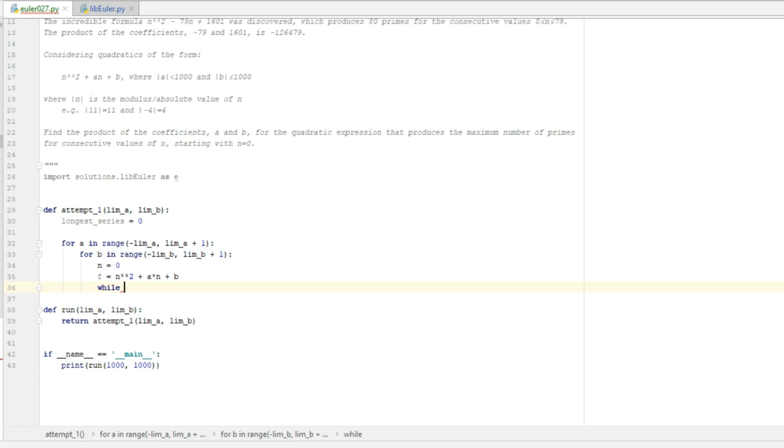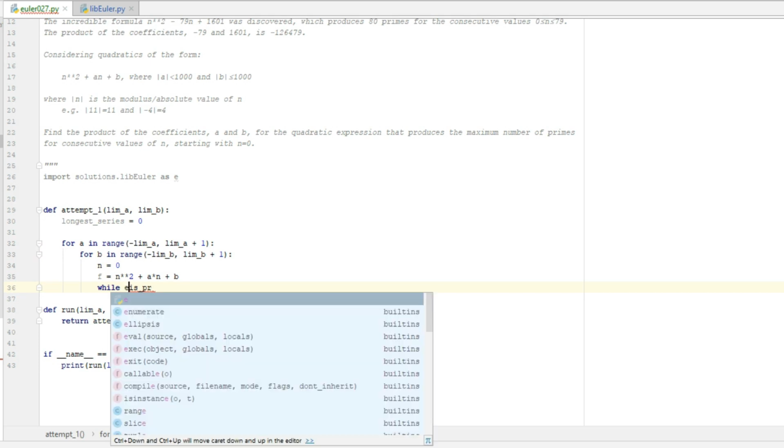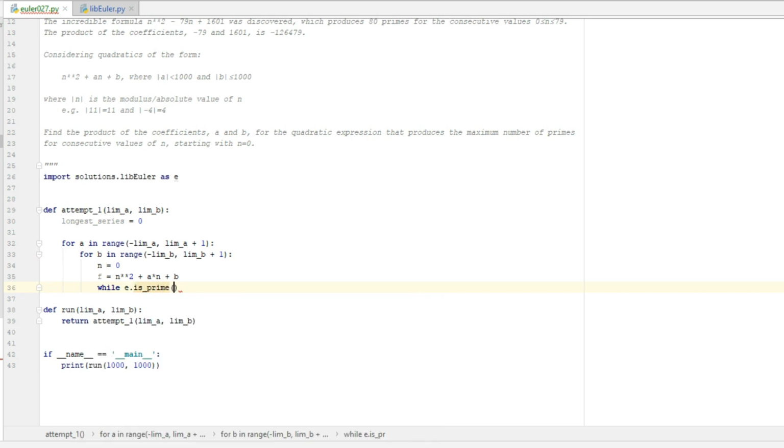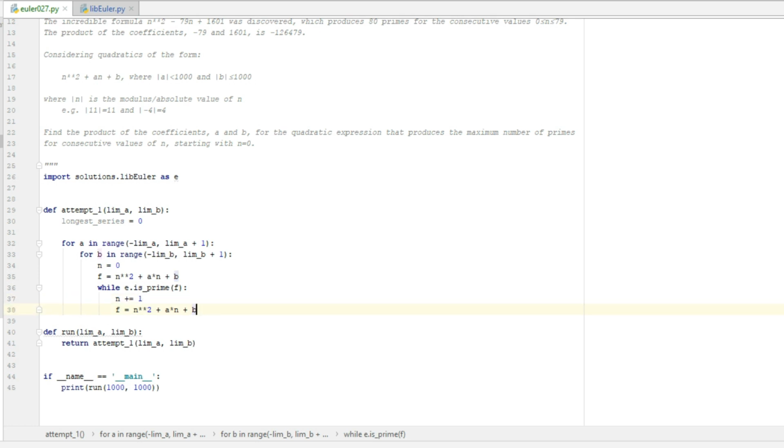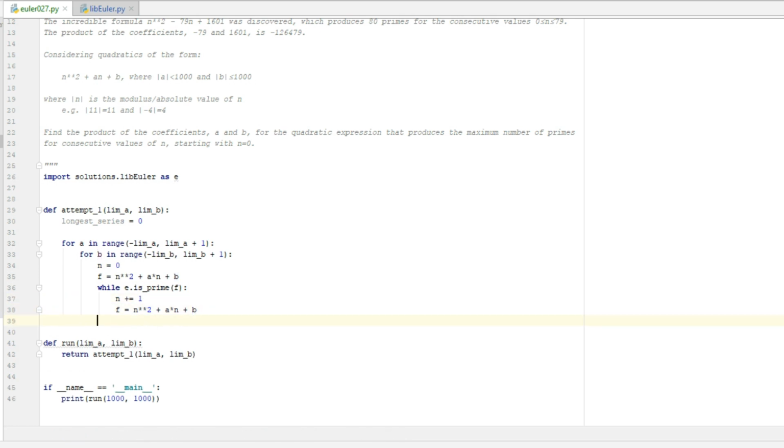While e.isPrime, in this case we want to increase this series length. No, we don't. We simply want to increase n, and we want to rerun this formula here until it isn't prime anymore, and then we want to, oh hang on, we want to save more data than only this.